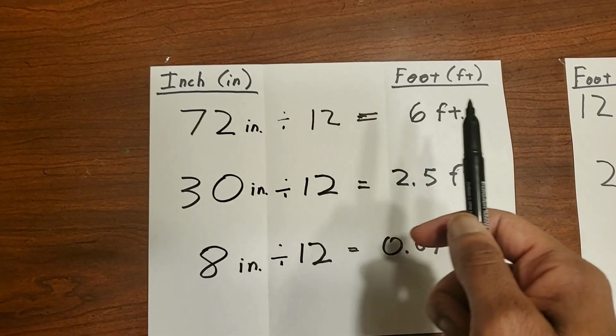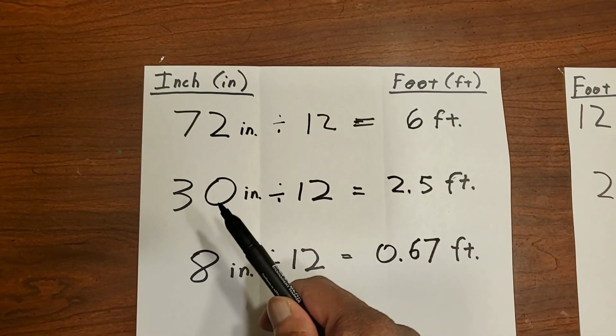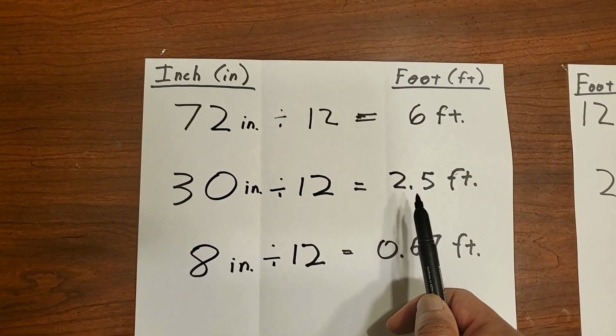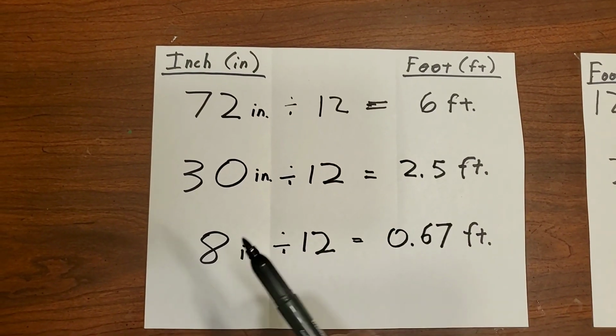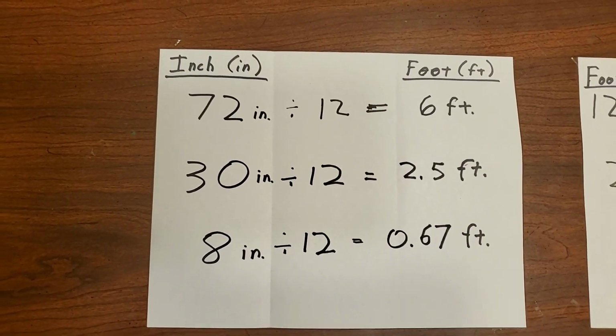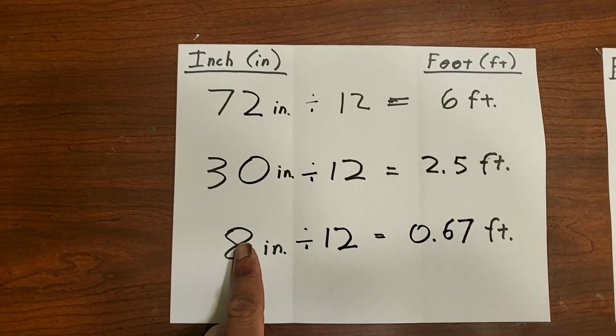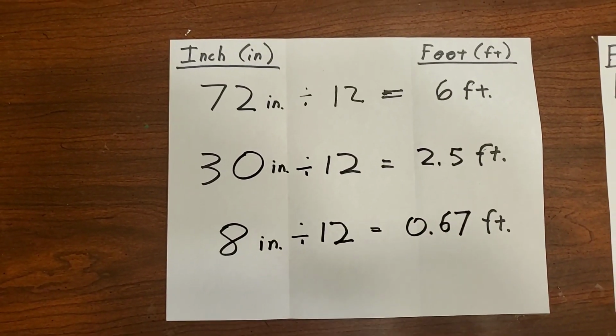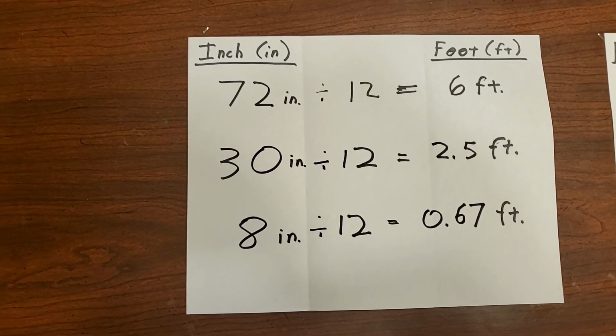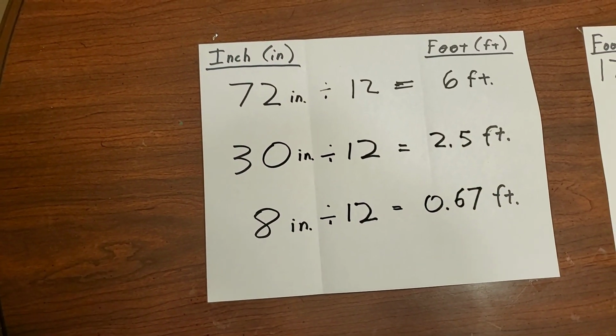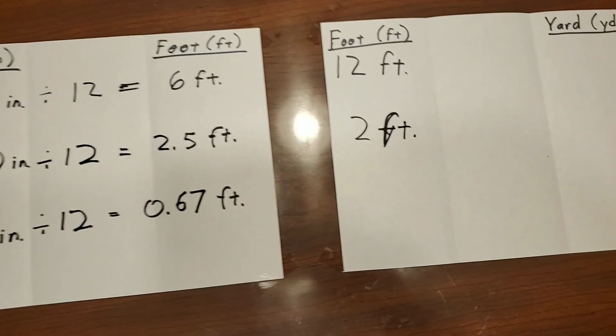So 72 inches is the same as 6 feet. 30 inches is the same as 2.5 feet. 8 inches is the same as 0.67 feet. I have just taken these inches and converted them to feet. How did I do that? By dividing them by 12. Okay, let's move on to the next one.